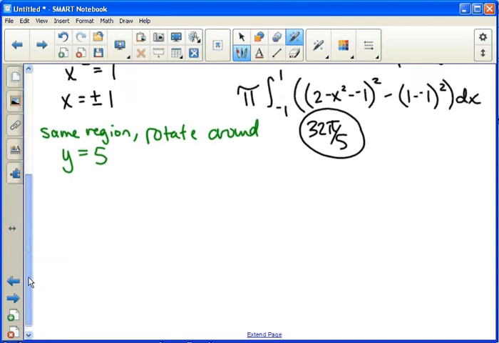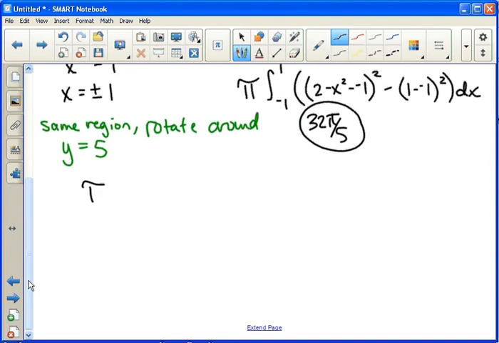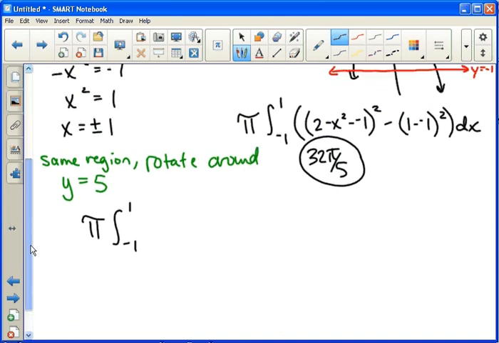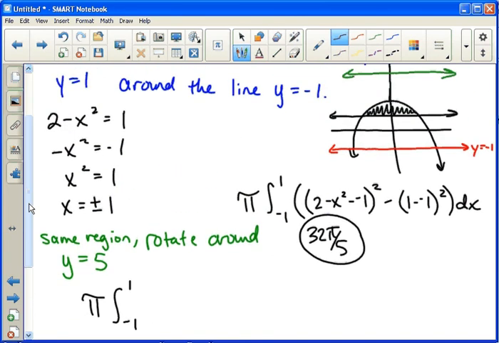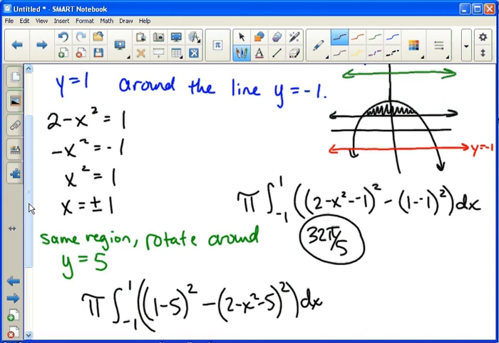So this time when we set up the equation, we still have pi in front. We still do negative 1 to 1. But this time, again, look at the picture, the outer equation is going to be the 1. So we do 1 minus 5 squared minus 2 minus x squared minus 5 squared. And it's important to visualize that. As you rotate the black region around the green line, the outer edge of the shape that's created is the straight line, the y equals 1. So that's why it comes first.